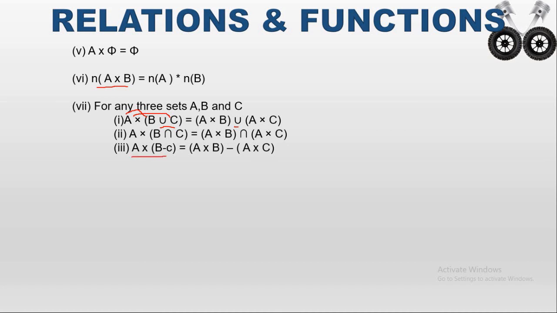Next one is A cross (B minus C). So here A is distributed to B as well as A is distributed to C. What is the operator presented in between B and C? That is the minus sign. So you have to write here the minus. So (A cross B) minus (A cross C).